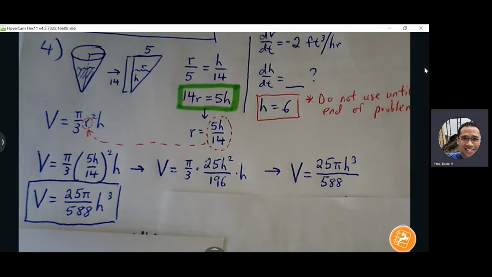Okay, so now that we have a nice clean volume equation, we can find the derivative. So V becomes dV/dt. What happens to that 25 pi over 588? It's moved over to the left. Yep, it stays, right? It's just a coefficient that just hangs out in front. h cubed is what we want to find the derivative for. h cubed becomes 3h squared, dh over dt. And then every variable gets impacted by time, so we need to attach a dh over dt.